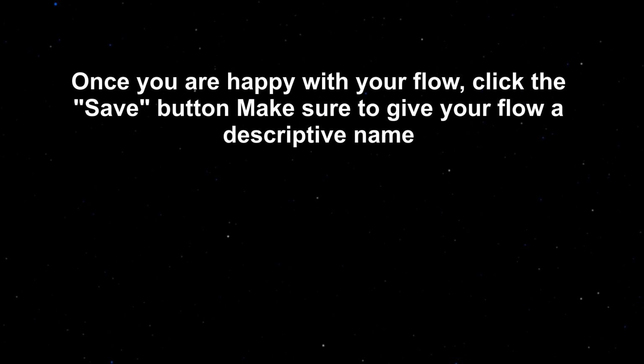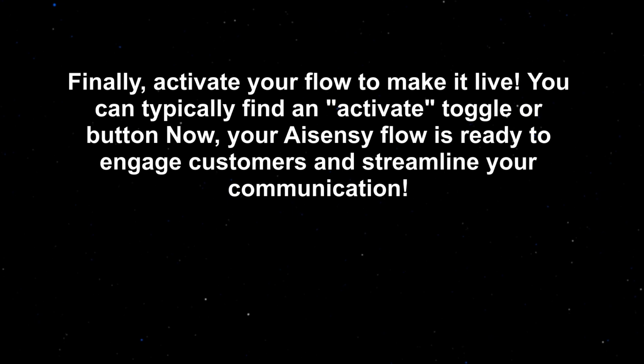Once you are happy with your flow, click the Save button. Make sure to give your flow a descriptive name. Finally, activate your flow to make it live. You can typically find an Activate toggle or button now. Your Aisensy flow is ready to engage customers and streamline your communication.